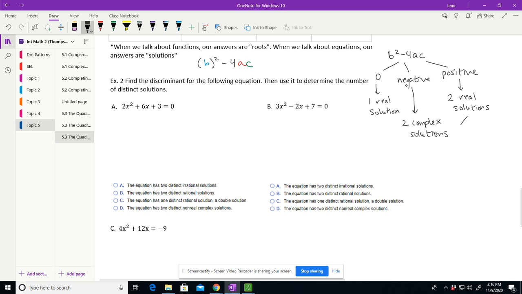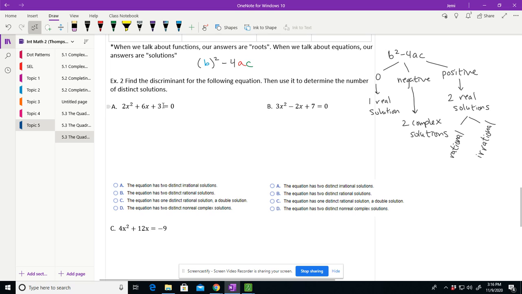And we're going to go one step further here. We are going to determine if they are rational or irrational. Okay, so this is kind of my map here.